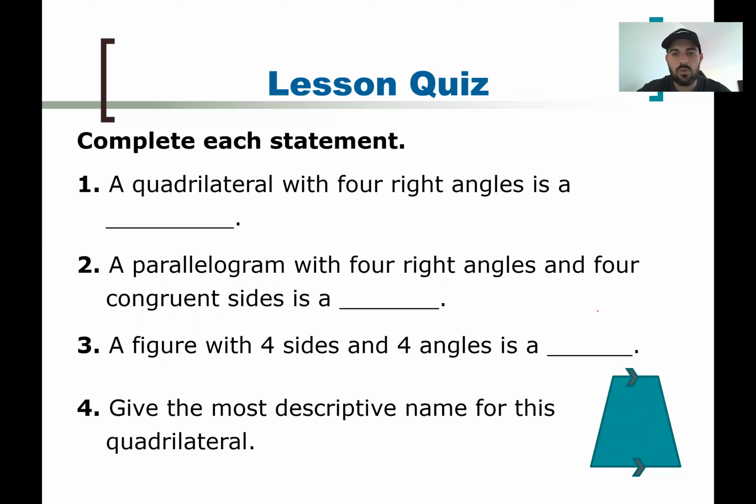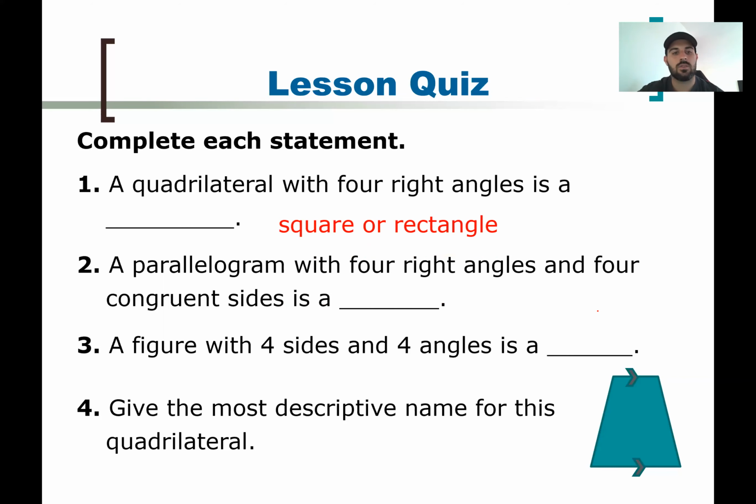A quadrilateral with 4 right angles. So we need a quadrilateral with 4 right angles. If we go back to our definitions of the rules of classifying quadrilaterals, the only shapes that will always have 4 right angles are a rectangle and a square. So our answer is going to be a rectangle or square.